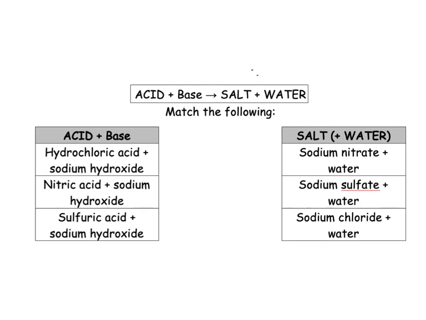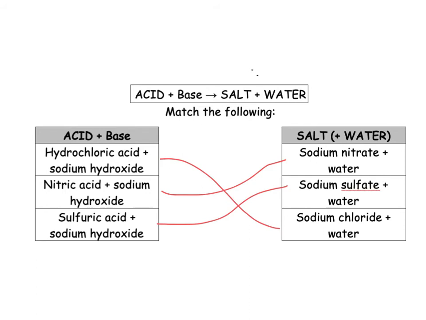So here we've got a few examples of the acids and bases being mixed together, and my job for you now is to copy out both of these boxes and just match the acid and base up to the salt that's formed on the other side. So each of these has water, but the salt will be different. Again, you can pause the video now and just press play whenever you're ready to resume.